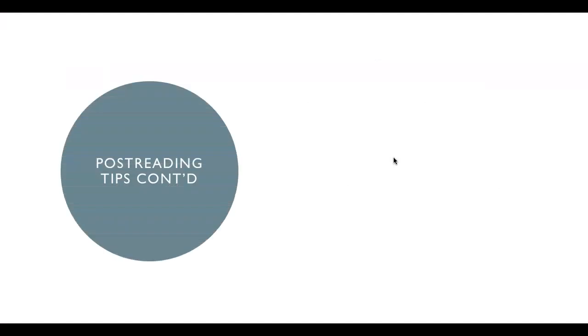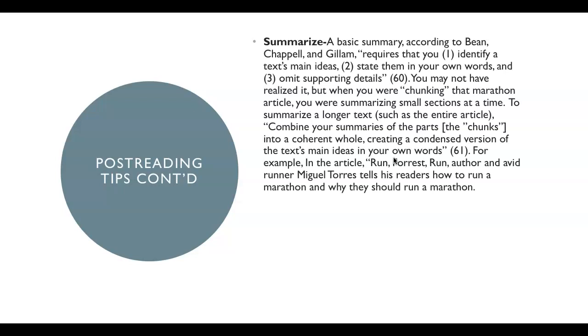All right, some more post-reading tips. Remember, this is what you can do afterwards. It's just summarizing. A basic summary requires that you identify the text's main ideas, state them in your own words, and then omit the supporting details, which are just the small details that don't really affect the story too much. So you might not have realized it, but when you were chunking that marathon article I was referring to in the last slide, you were summarizing small sections at a time.